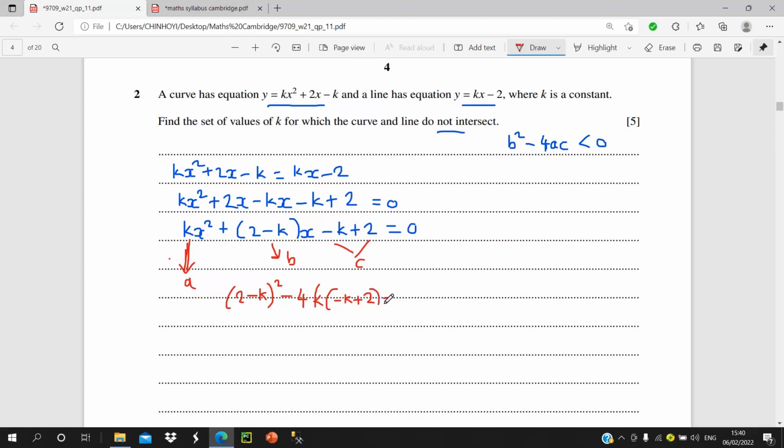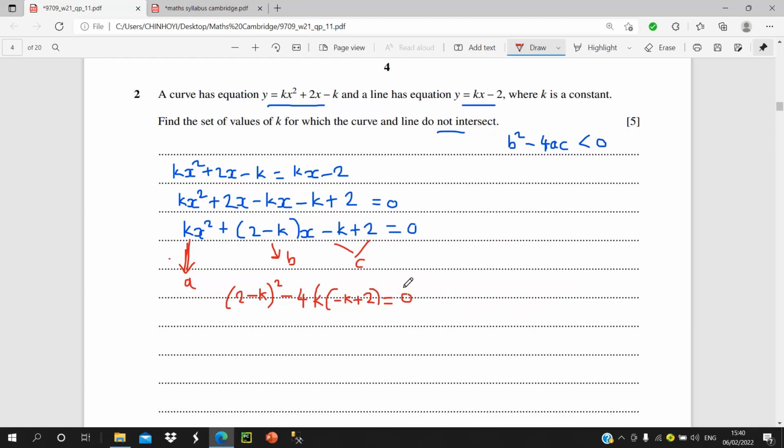Take your time to simplify this. Can you take your time to simplify this?